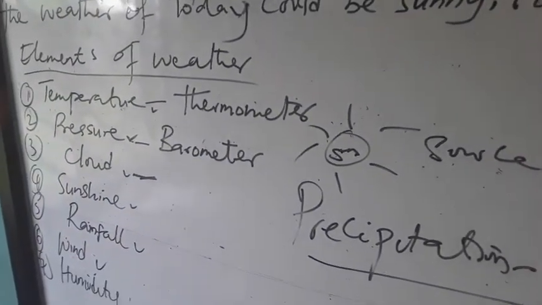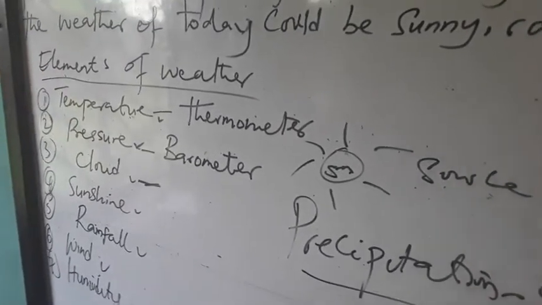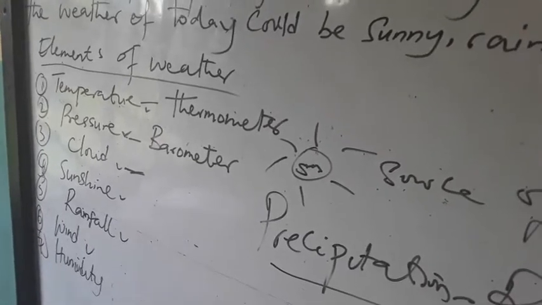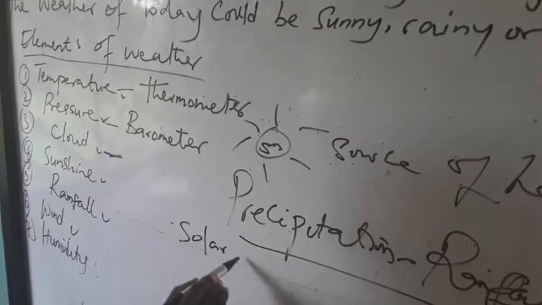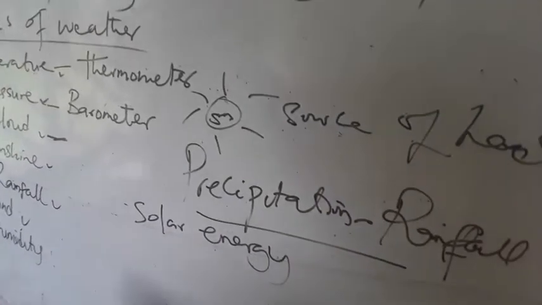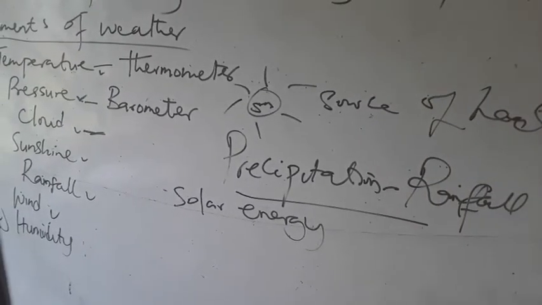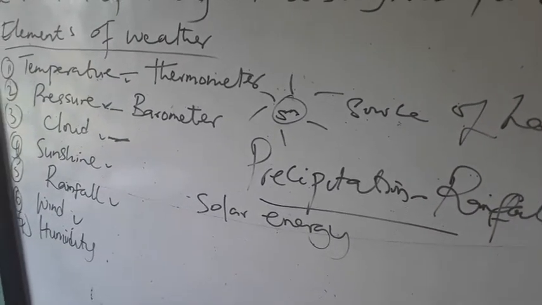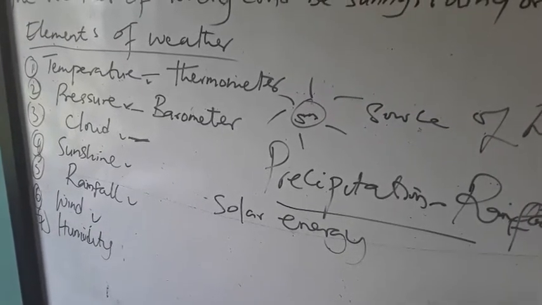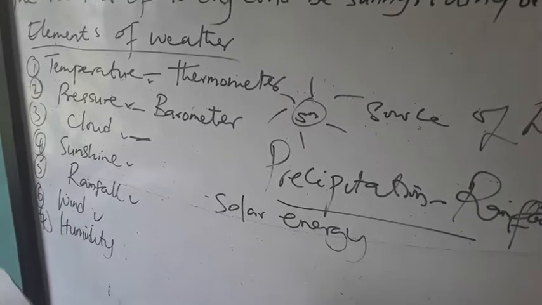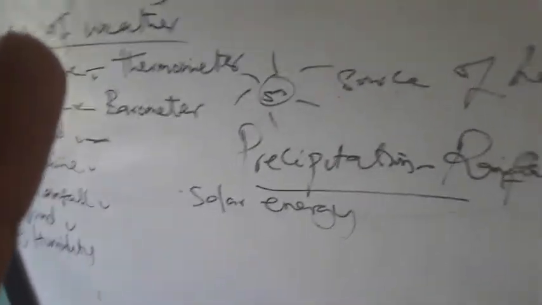Next is sunshine. Of course, you can see that the visible part of the sun, which we see, brings what we call the solar energy. Today, many solar panels have been invented for us to be able to have it in the form of heat energy or light in our various houses. So you can see that sunshine is a very important element of weather and climate.